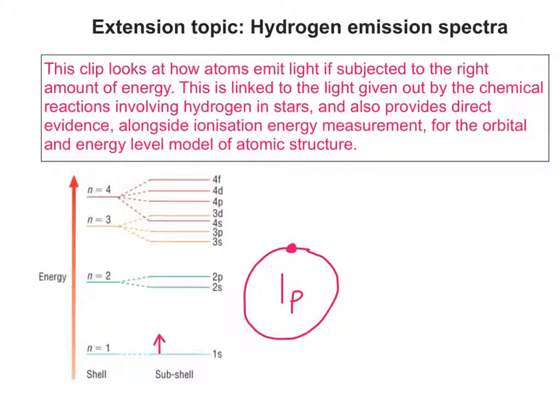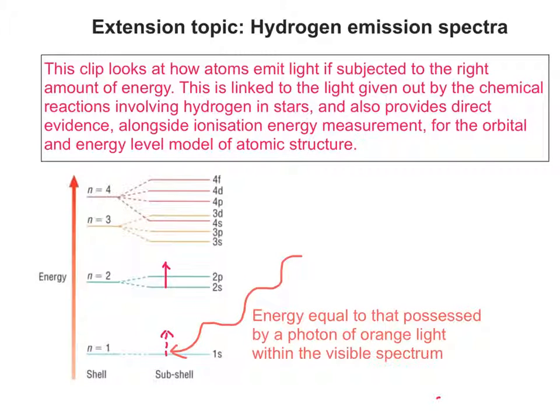So if we represent a hydrogen atom, you've got a proton at the nucleus and an electron around it. That electron happens to exist in the 1s orbital. That's quantum number 1, energy level 1. So let's assume that the electron is now struck by a photon coming from outside, a photon being a packet of energy.